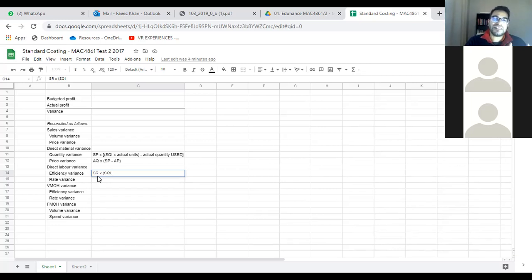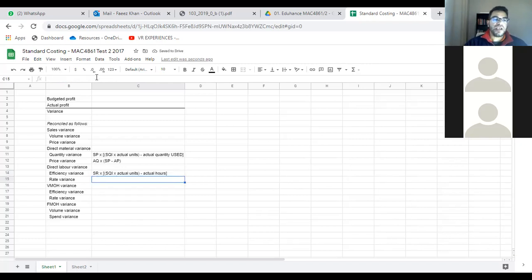So there we have SQI. Remember SQI, the standard quantity of input per unit. This is labor, so the standard quantity of time per unit is 15 minutes. We need to convert that into hours, and whatever that is gets multiplied by actual units. Now, this bracket over here is giving us our standard quantity of input. It is the amount of time that is required per unit. We now need to compare that to actual quantity. In this case, our quantity is hours, so we say actual hours.